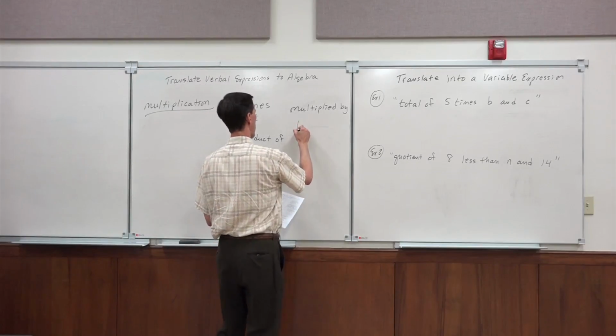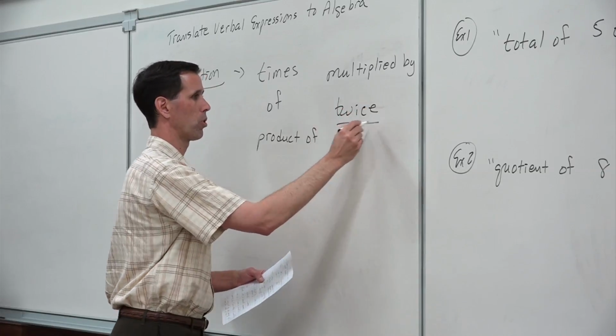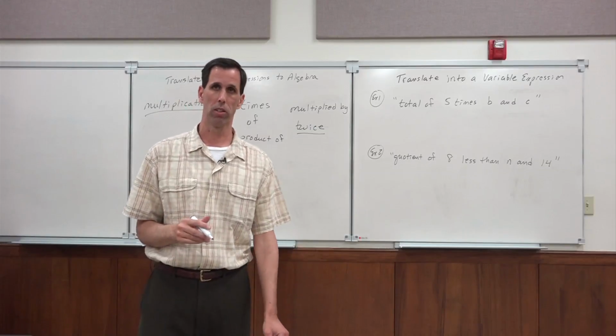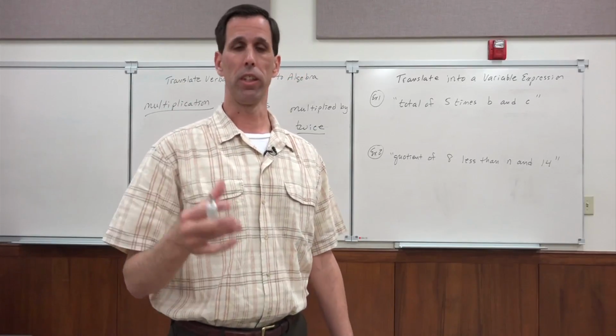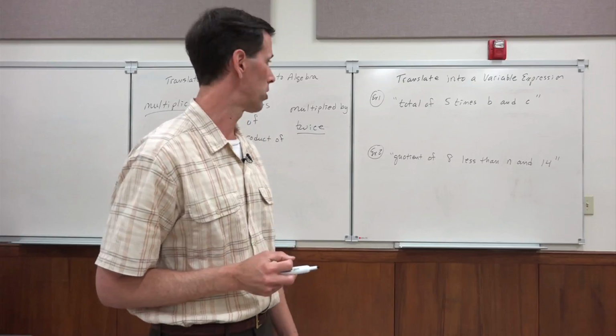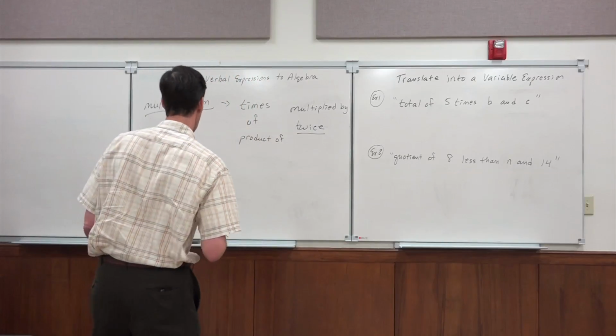And also the word twice. Anytime you see the word twice in an expression, it indicates multiplication. What is twice the number 5? You're going to think 2 times 5, right? So anytime you see that word, you're going to think multiplication.